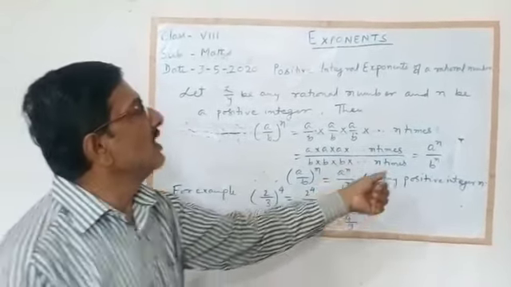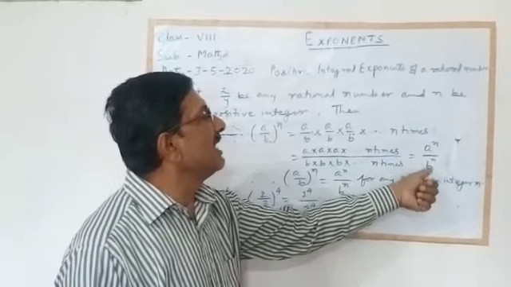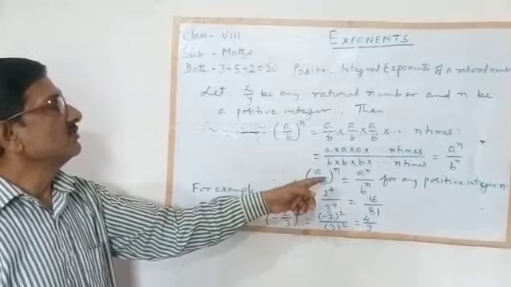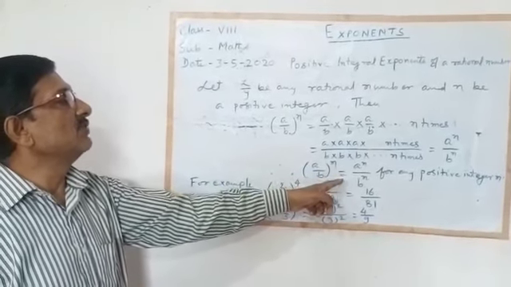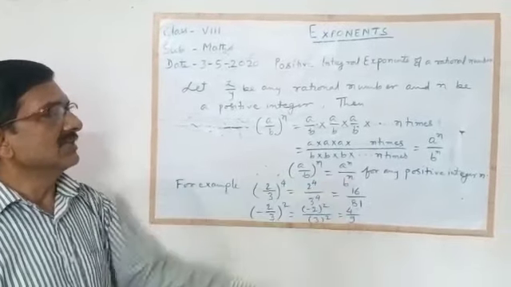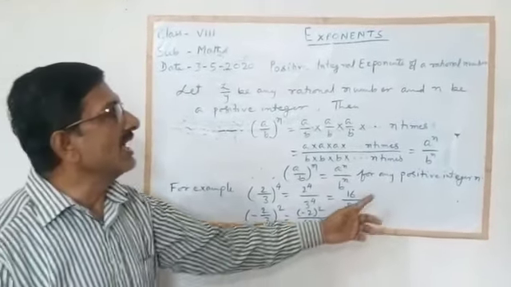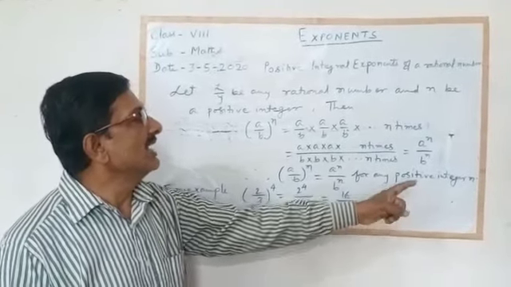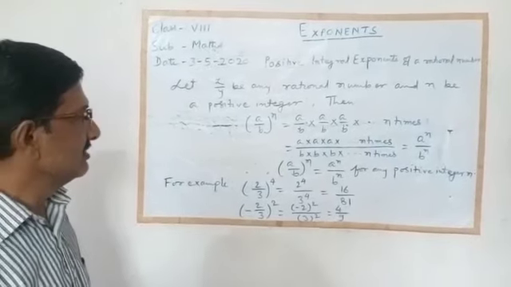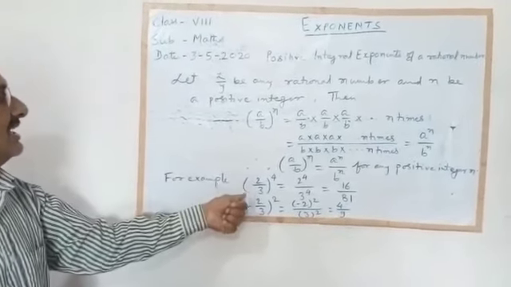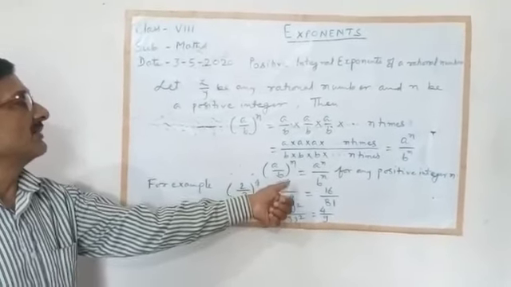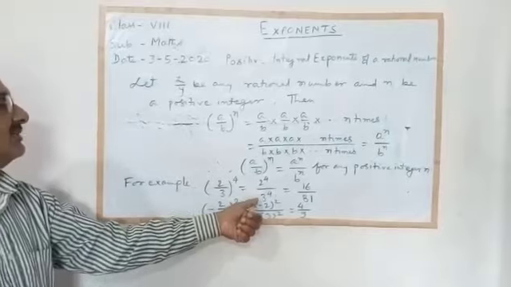That is equal to a to the power n and b to the power n. So what we are getting here, (a/b)^n will give you the result a^n divided by b^n, and this is true for any positive integer where n is a positive integral exponent. For example, (2/3)^4 will equal 2^4 divided by 3^4.